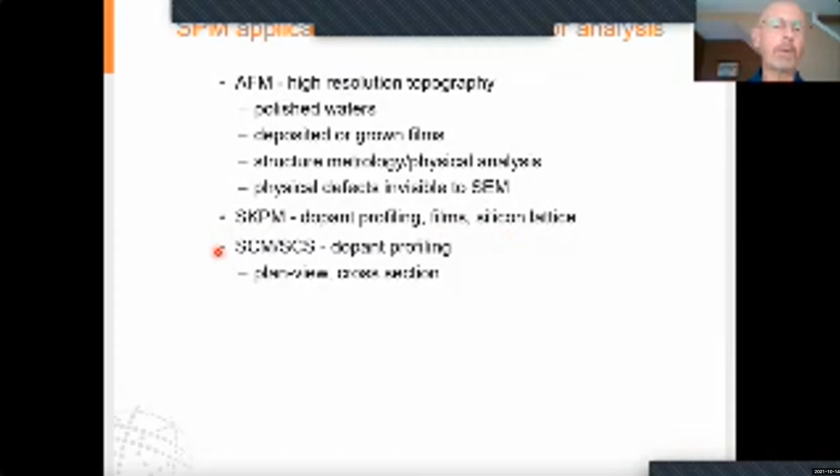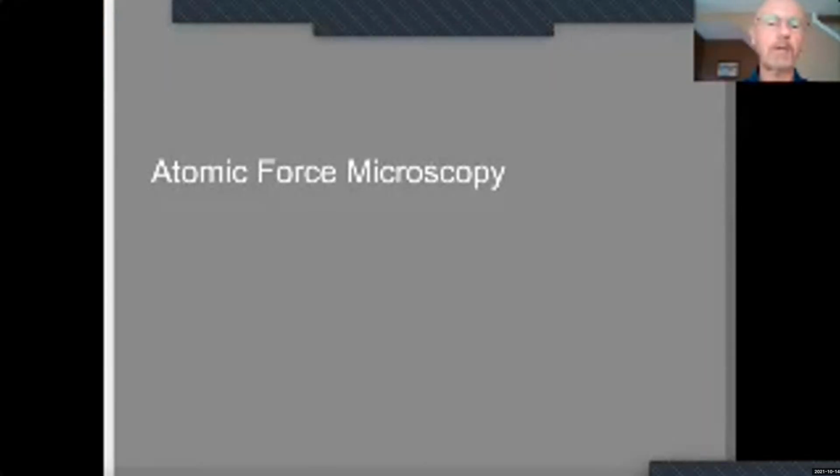With regard to scanning capacitance microscopy and spectroscopy, those are routinely used in conjunction with each other. And these as well would be used for dopant profiling and looking at devices, in plan view or cross-sectional analysis to disclose information with regard to dopant and dopant distributions in individual devices. Let's talk about atomic force microscopy.